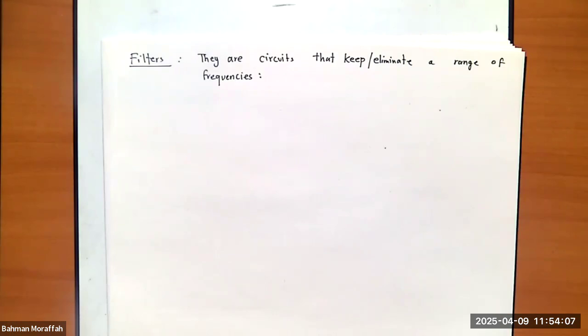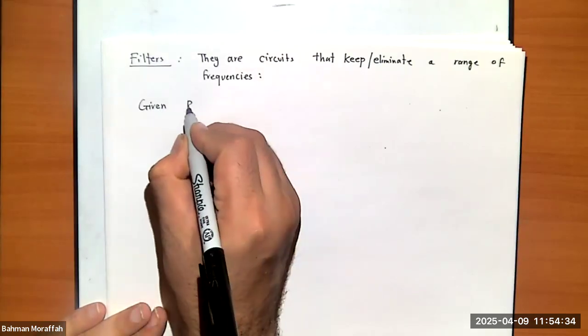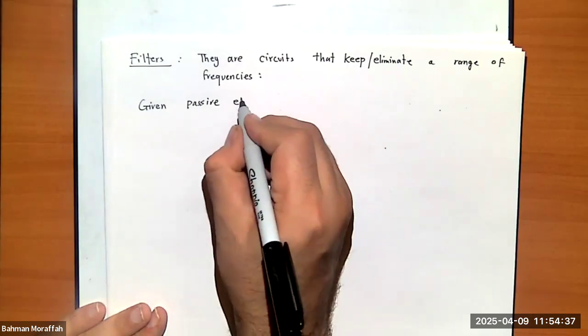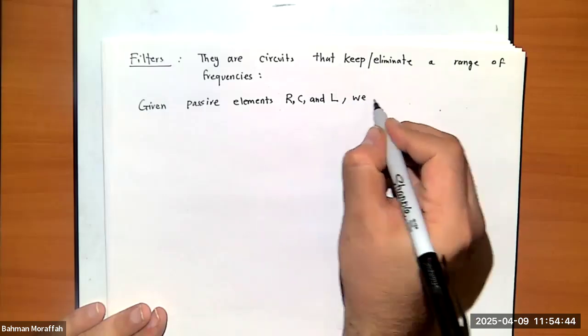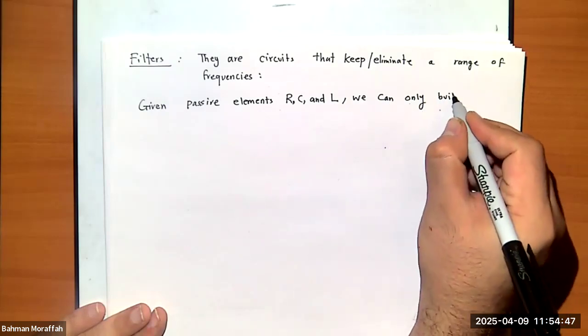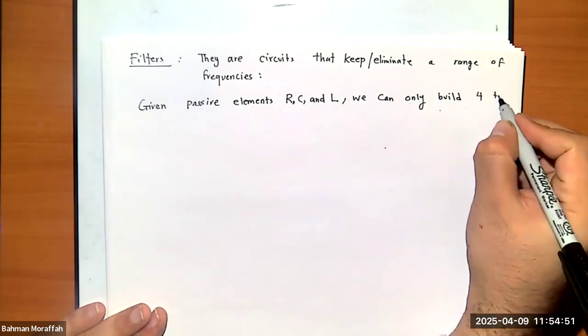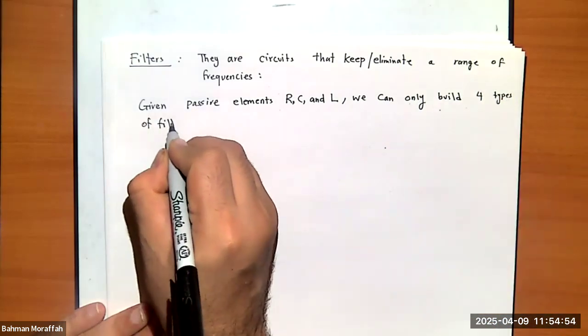So far in this class, we only learned about passive elements. We only learned about resistors, capacitors, and inductors. And given these passive elements, we're only able to build 4 kinds of filters. We're able to build a low pass filter, high pass filter, band pass filter, and band stop filter. So let's define these. Given passive elements R, C, and L, we can only build 4 types of filters.